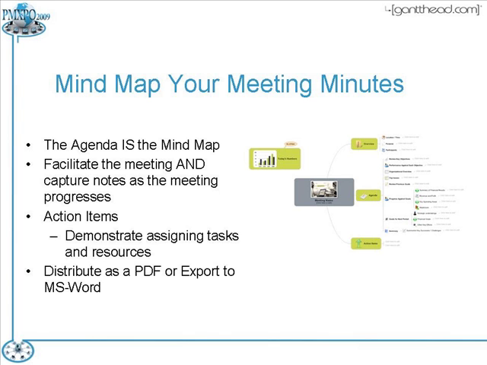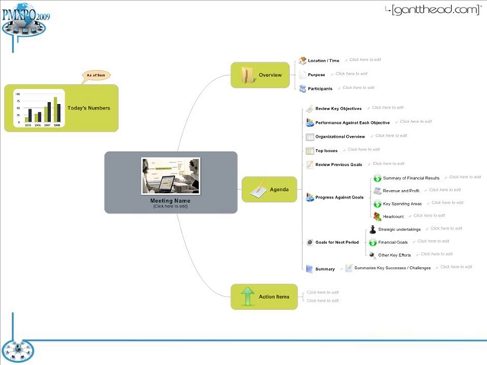And you're able to distribute this mind map as a PDF or export it into a text document such as Microsoft Word. Some packages actually allow you to take action items, assign dates to them, and export that out to a Microsoft Project schedule. But here's just one example of how that mind mapping template can be created and used.